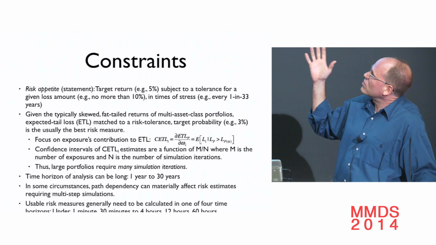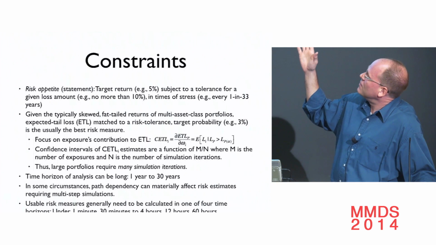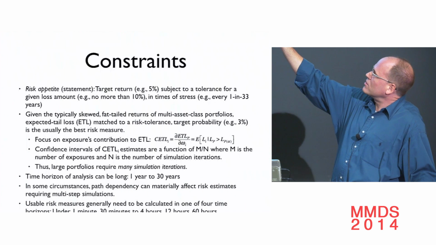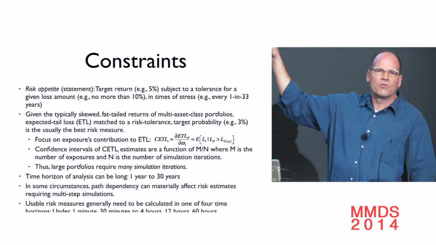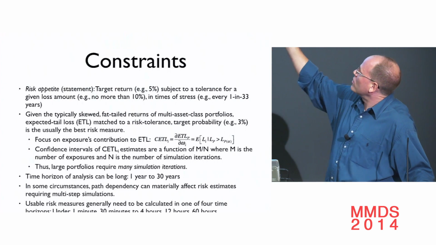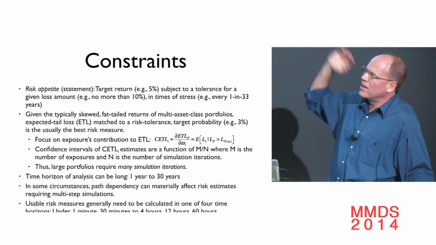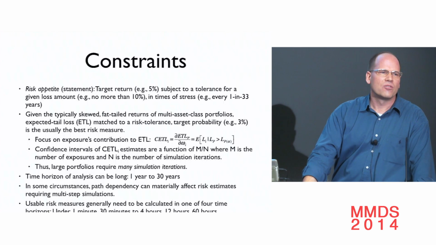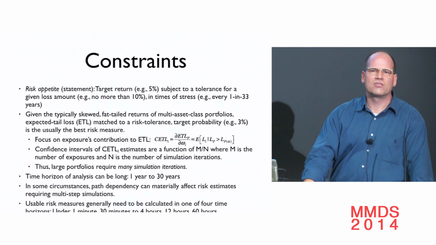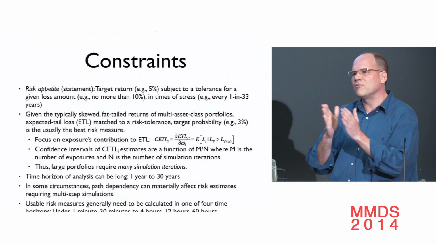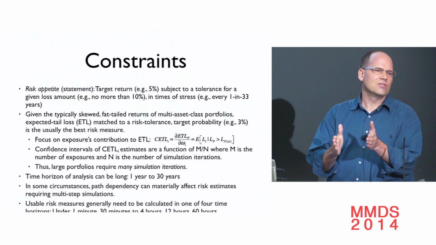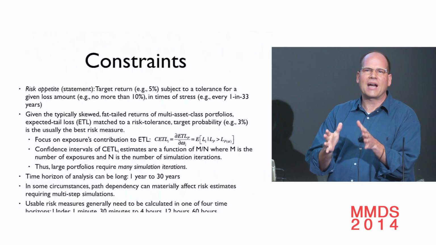Now, the constraints that we're worried about are, of course, the risk appetite, which I discussed, but we also have to worry about the fact that the nature of this expected tail loss measure requires us to run a lot: the more exposures I have, so if M is the number of exposures I have, the more iterations I need to run in order to collapse the confidence intervals to a level that I'm comfortable making decisions. And that's really the challenge you have in practice.